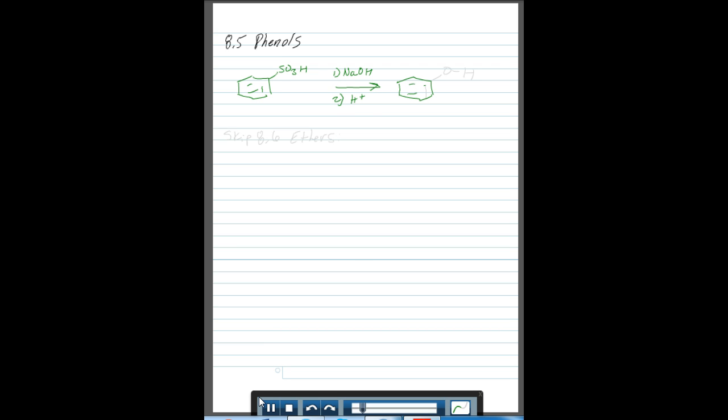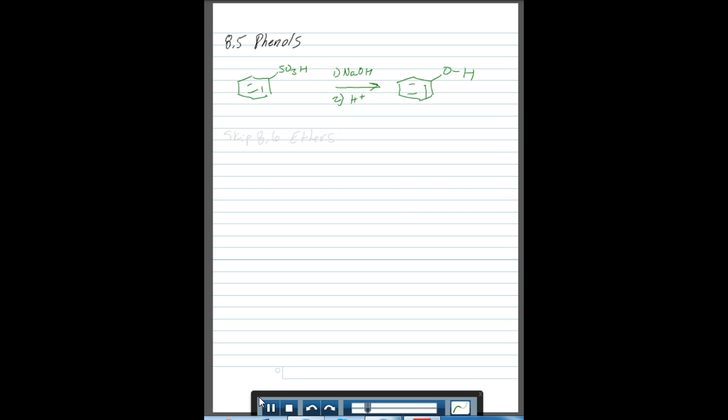You also form SO2 gas and water and a whole bunch of other stuff, but we're not going to really talk about that. Okay, so that's how you make a phenol. That's basically all I want to talk about in this chapter. Everything else we've talked about before, so they talk about SN2 reactions and how to make the alkoxide, so you can read that on your own.